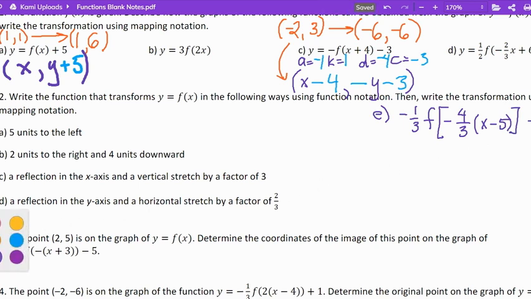And the point you are transforming, I'll make it easy. So first write function notation, or first write the mapping notation. And then you're going to transform the point 16, -9.